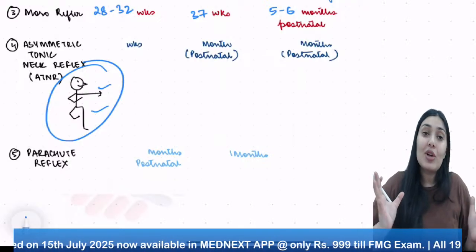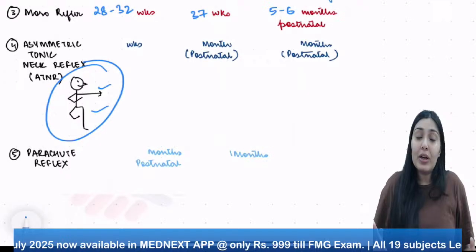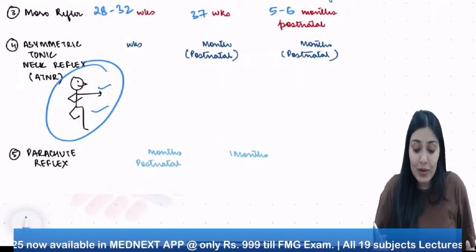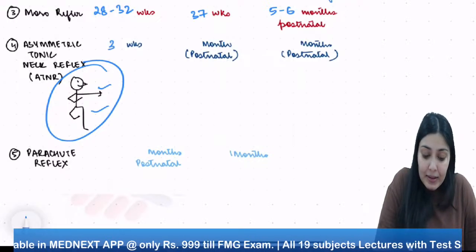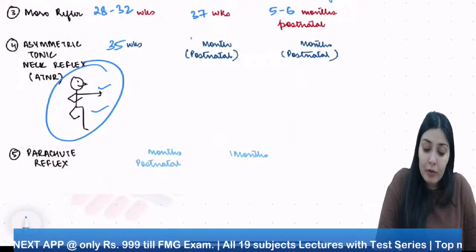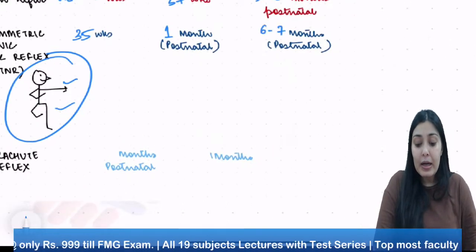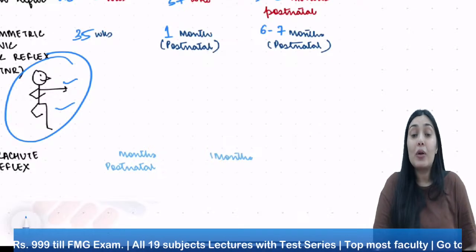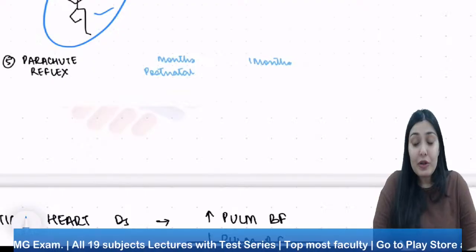This will prevent the child to roll over. So when rollover will come, this reflex has to disappear. So when is the onset of this reflex? 35 weeks. And when is it fully developed? 1 month postnatally, and it has to disappear around 6 to 7 months so that now the baby can roll over. Lastly comes the parachute reflex.